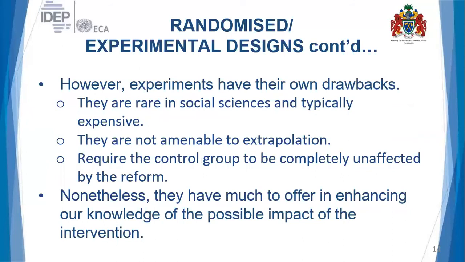In as much as randomized designs help to eliminate or reduce the problem of selection bias, these designs are not without limitations. They have their own drawbacks. For example, particularly in social sciences, these randomized designs are rarely used, and where they are used, they are typically expensive. They are also not amenable to extrapolation. In other words, they may not be so much used for prediction of future outcomes.